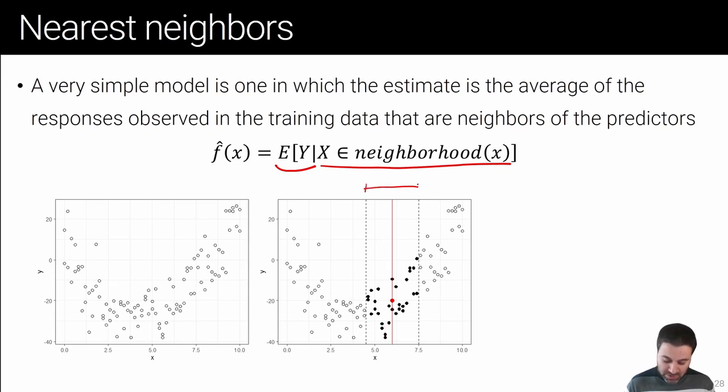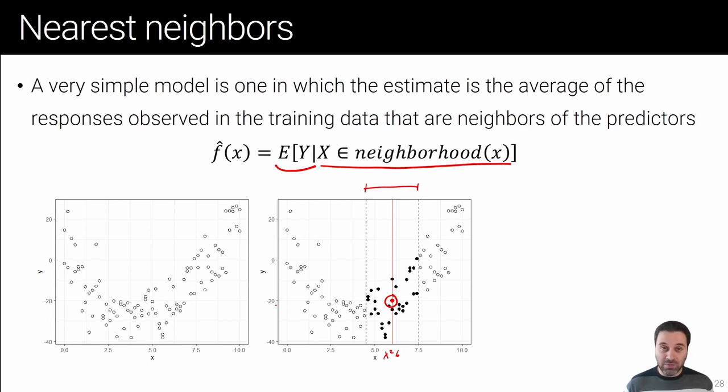Let's say this is the neighborhood of the point here of x equals 6. So those are the black points. And then what we do is compute the average response in those black points. That would correspond to this point here. So our estimate for x equals 6 is y equals 20.